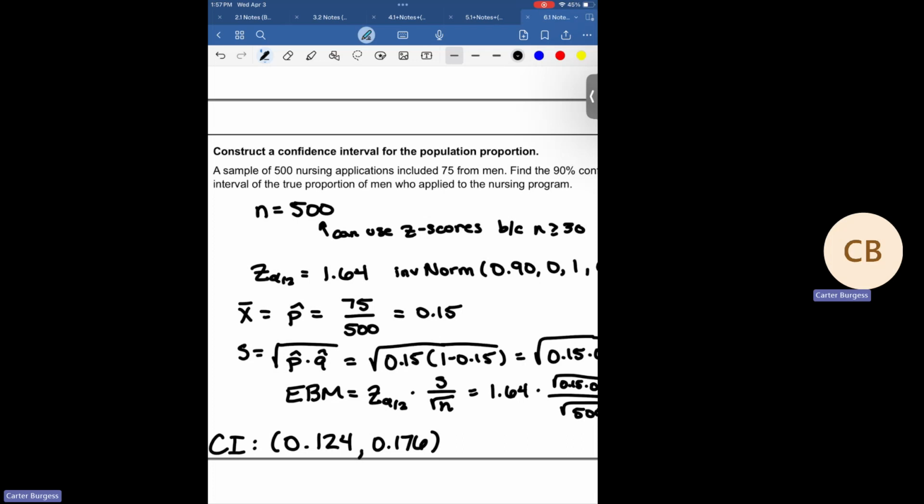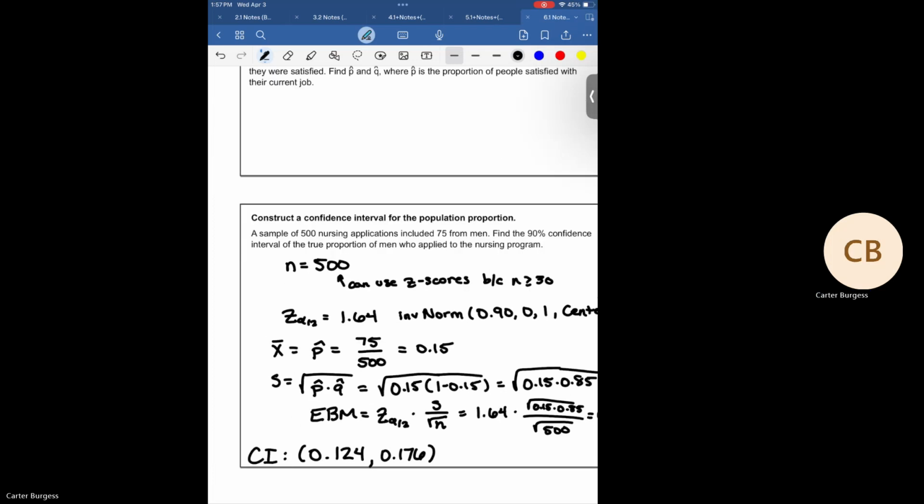Quick reminder, what does it mean that our 90% confidence interval looks like this? So we are 90% sure. In this case, we're not looking for mu. What are we looking for? P, which is basically mu. It's like the same thing as mu. So we're 90% sure that P falls between these values.